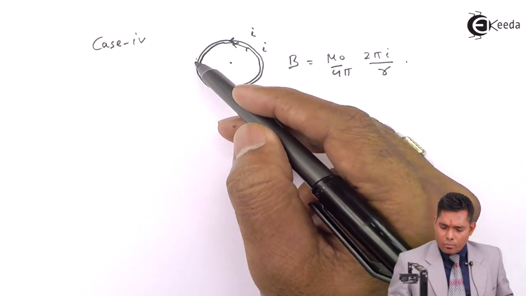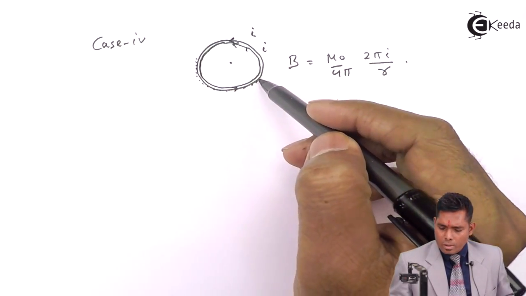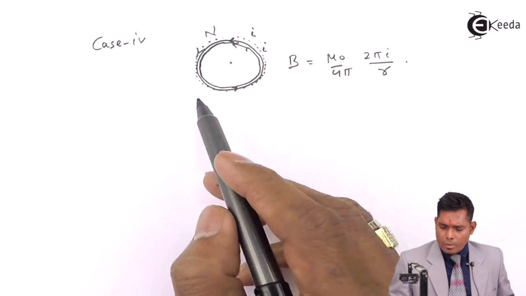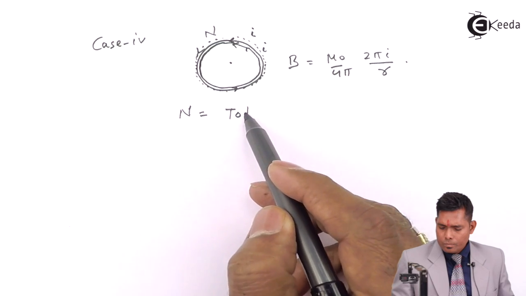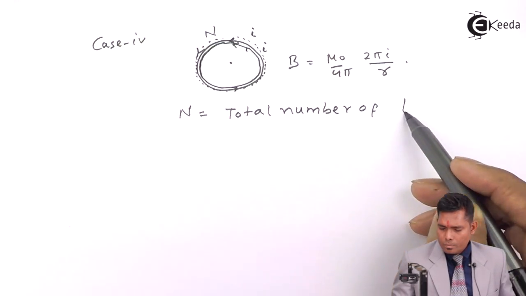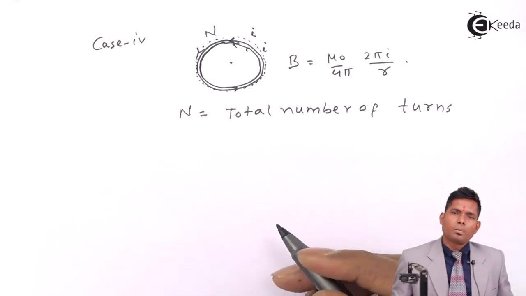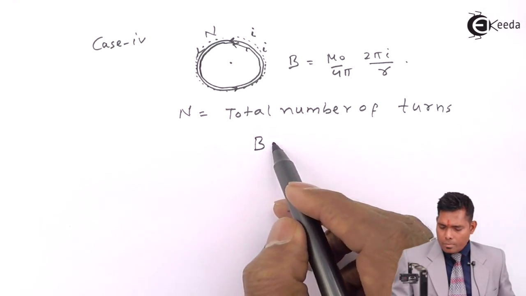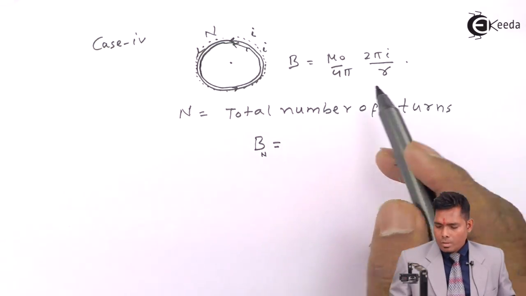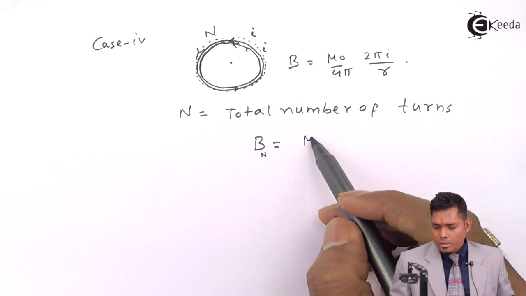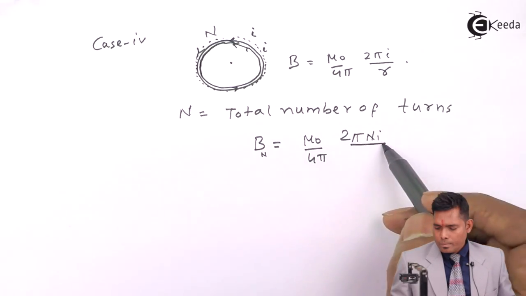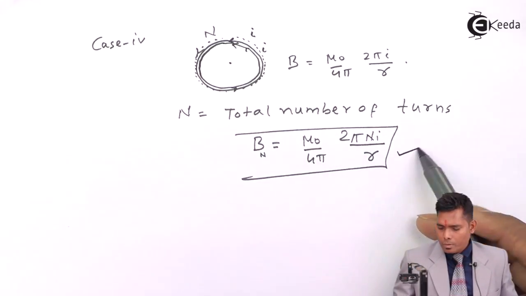So in general, if it consists of n coils, so if n is the total number of turns, then B, the magnetic field due to n turns of the coil, is n times the value. That means, this is the coil.